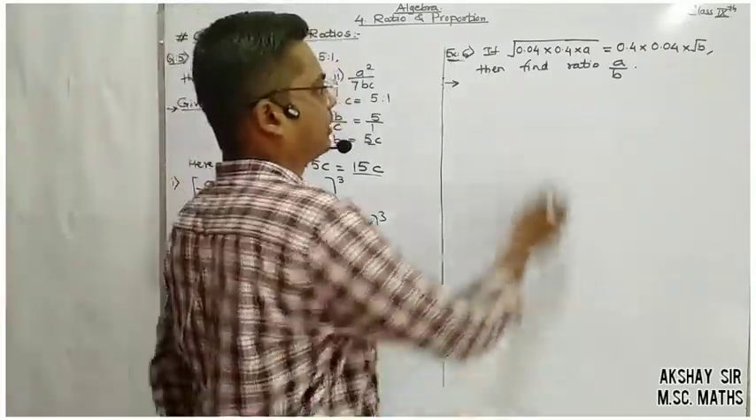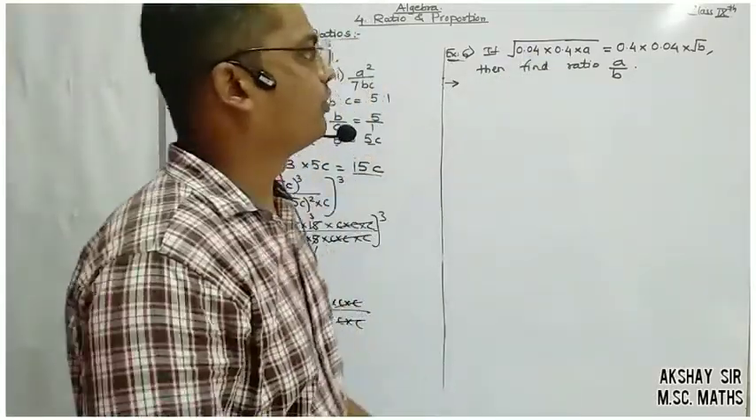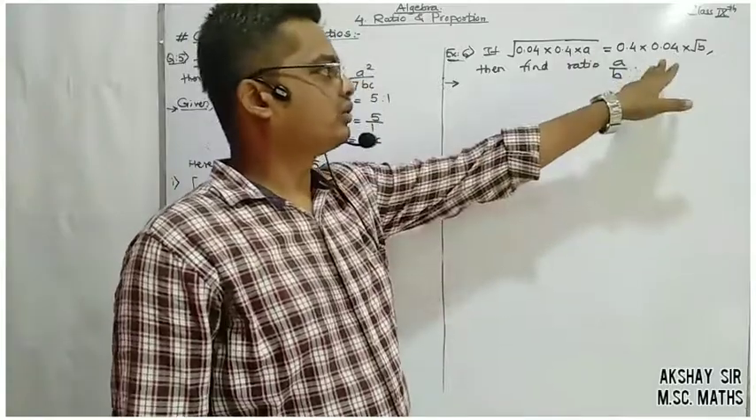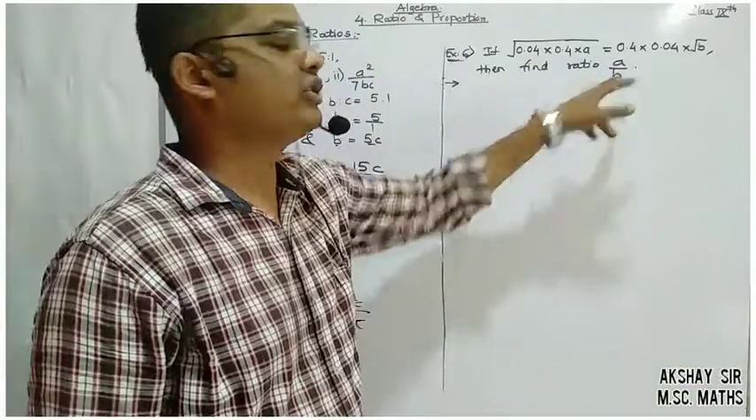Then the sixth example. In the sixth example, we have one value given: root 0.04 into 0.4 into a equals, on the right side, 0.4 into 0.04 into root b, and you have to find the ratio a is to b.